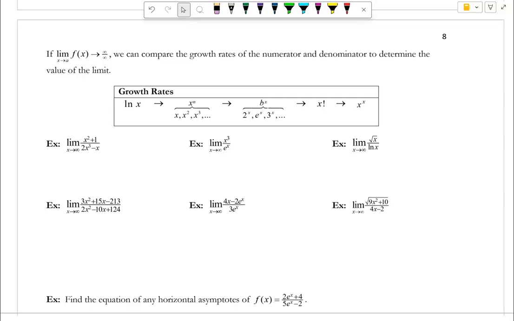So if I plug in a really, really big number to this function, x squared plus 1 over 2x cubed minus x, if I plug in a big number and then I square it and then I add 1 to it, that's going to get huge. That's blowing up. So I could think of the numerator of this function approaching infinity. If I plug in a big number to my denominator and then I cube it, I multiply it by 2, and then I subtract a big number, well, that's still approaching infinity.